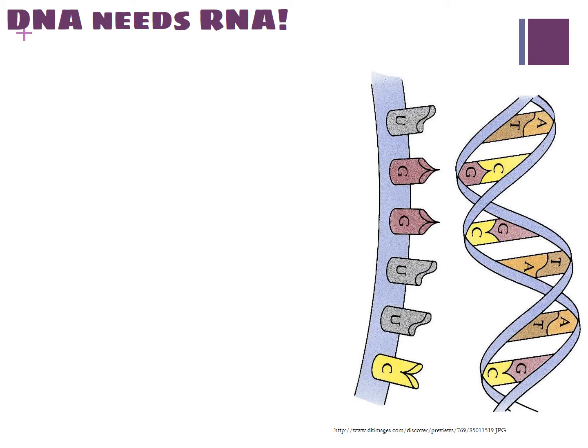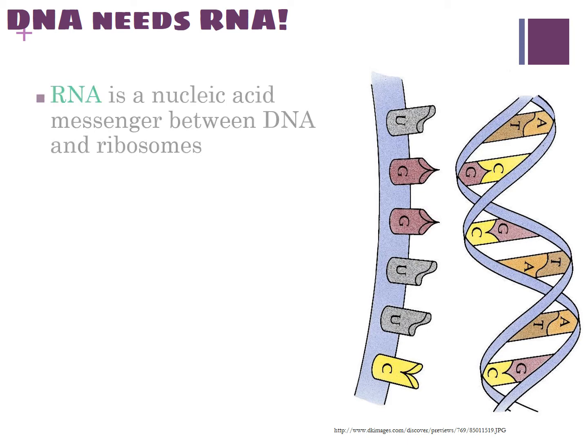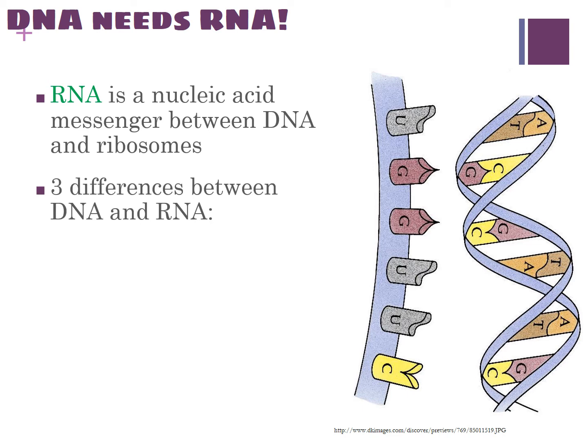Earlier in the year, we talked about different types of nucleic acids. And you know already that DNA is a nucleic acid. The other type of nucleic acid is RNA. And we actually talked about another, but we're talking about RNA specifically in this unit. So RNA is a nucleic acid that is a messenger between DNA and the ribosomes. There are three key differences between DNA and RNA.